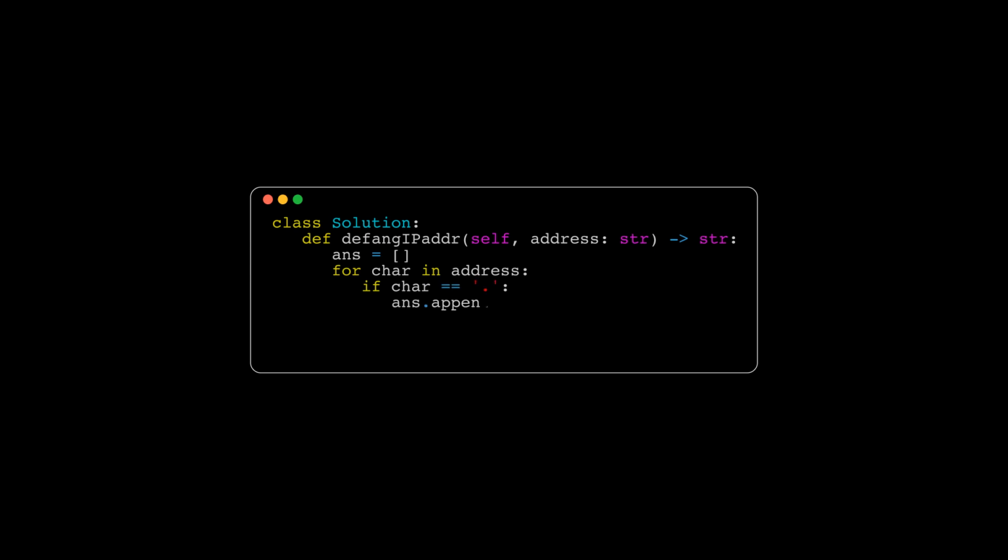Our next solution has a few more steps. First, we will initialize an answer list. Then, for each character in the address, we will check if the character is a dot, and if it is, we will instead append a bracket dot. Otherwise, we will append the character as is. At the end, we will return a join of the list delimited by an empty string. This is a common technique to turn a list into a string with no modifications.